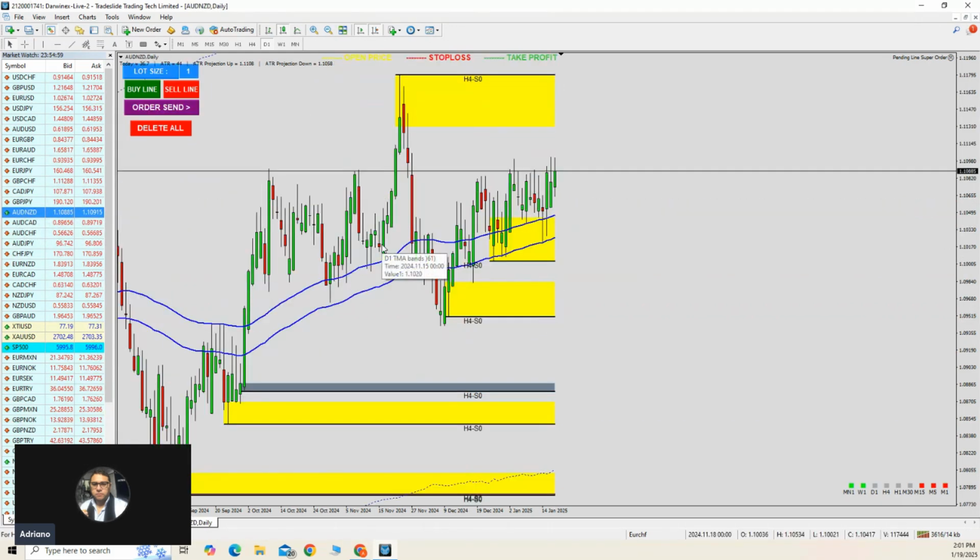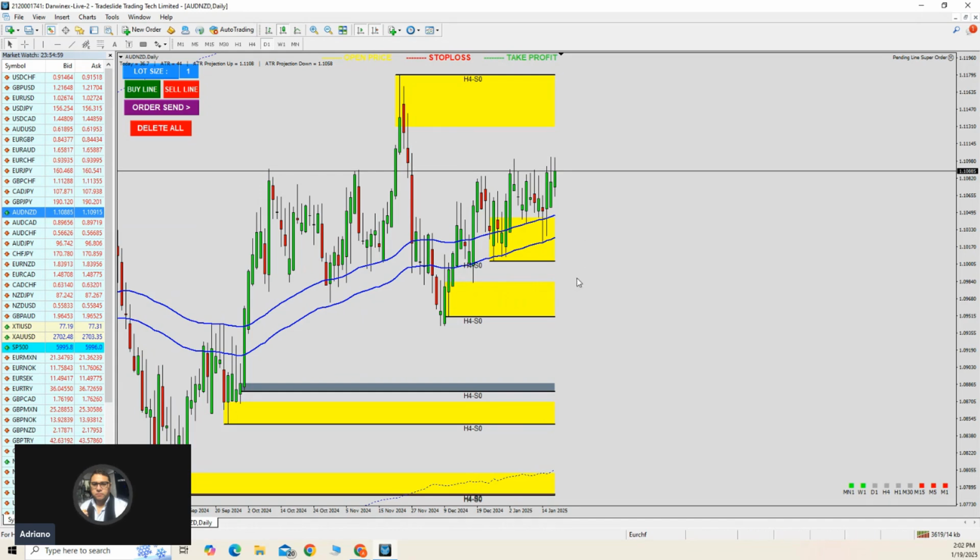AUD NZD. The market is in sideways mode, which is much better for trading supply and demand. As you can see, the market went up, came back. You could place your trade here, stop loss here, take profit above that. And if the market goes up, you take profit. If the market comes back down, there are a bunch of different zones here.